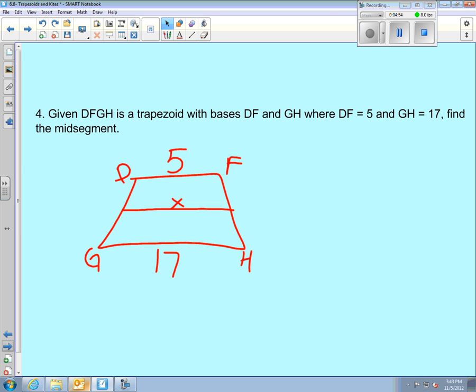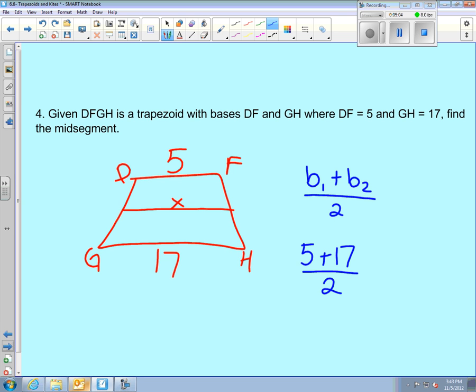Well, if we remember our formula, we have our base 1 plus our base 2 and divide it by 2. So we are going to take our 5 plus 17 and divide it by 2. 5 plus 17 gives us 22. Divided by 2, we know our mid-segment is going to be 11.